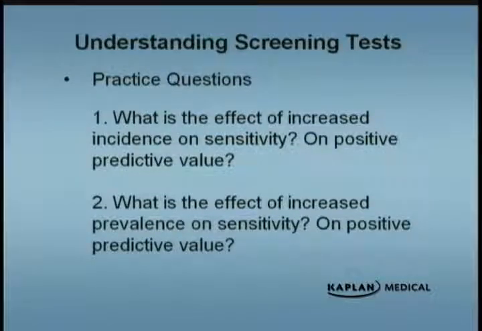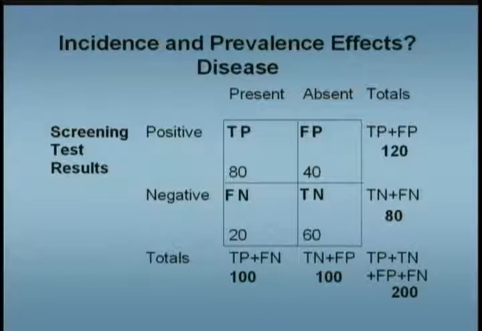Let's focus on the effects of incidence on sensitivity. What is the effect of increased incidence on sensitivity? If incidence goes up, what happens to sensitivity? Goes up, goes down, stays the same. As incidence increases, sensitivity goes, well, don't guess. Let's look. Here we have the same 2x2 table that we've been using. 80, 20, 40, 60, the same numbers we've been using.